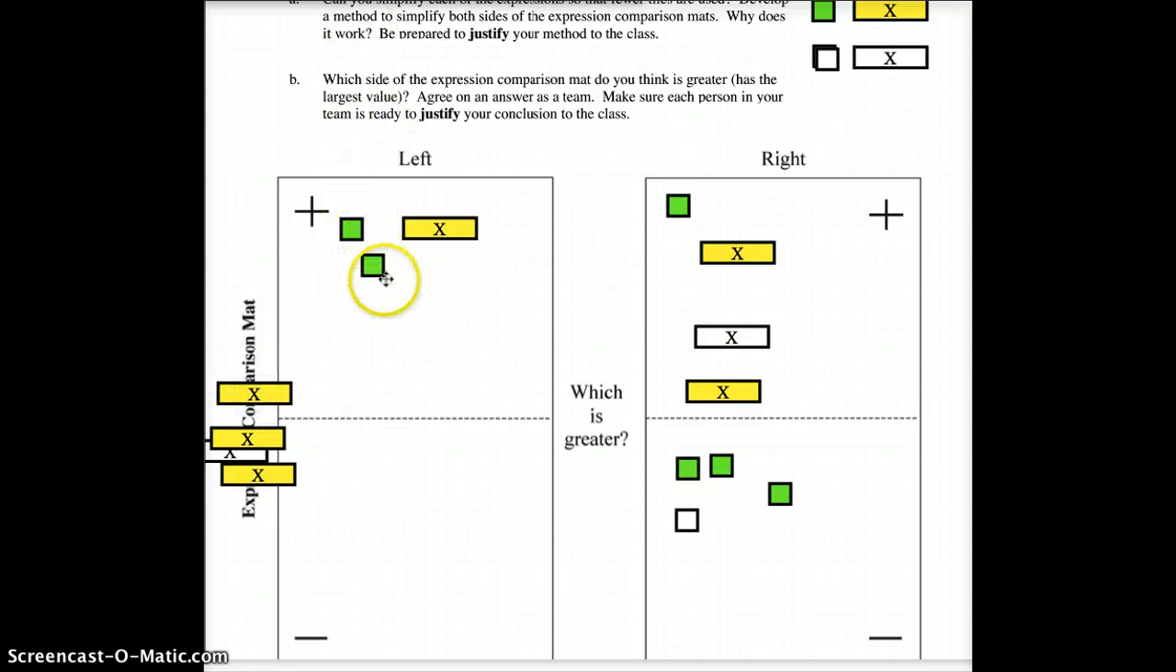Now nothing over here will cancel. The x won't cancel, so this side is left with x plus 2. Let's check over here on the right side. Well, let's see, I've got a positive and negative together, so those two will do what to each other? Cancel.